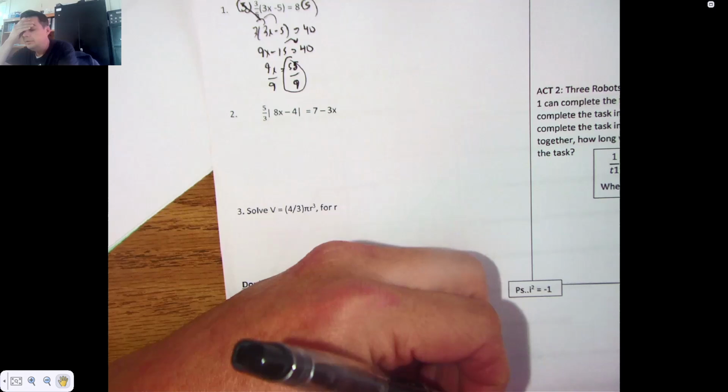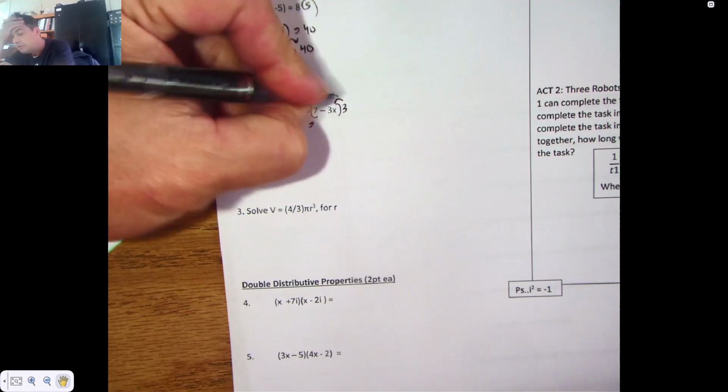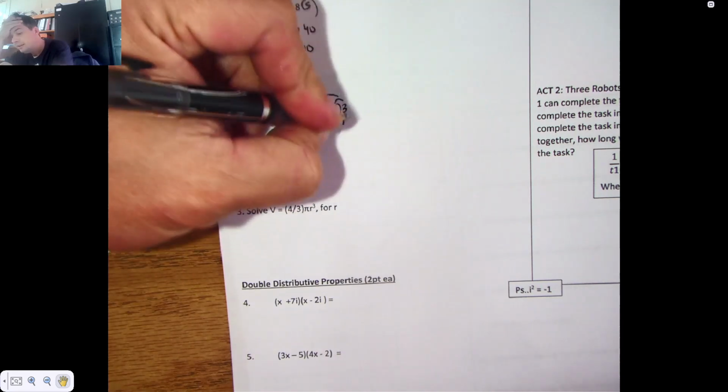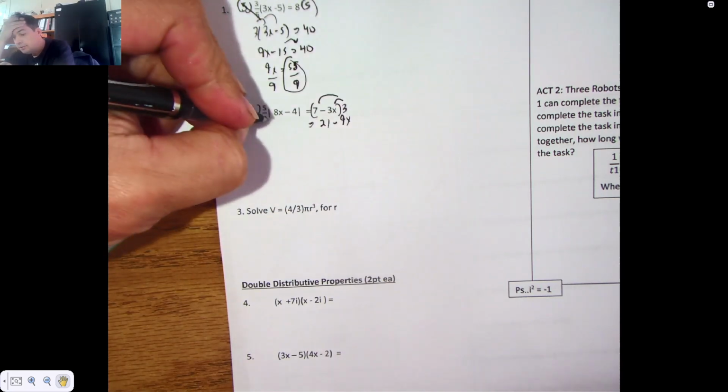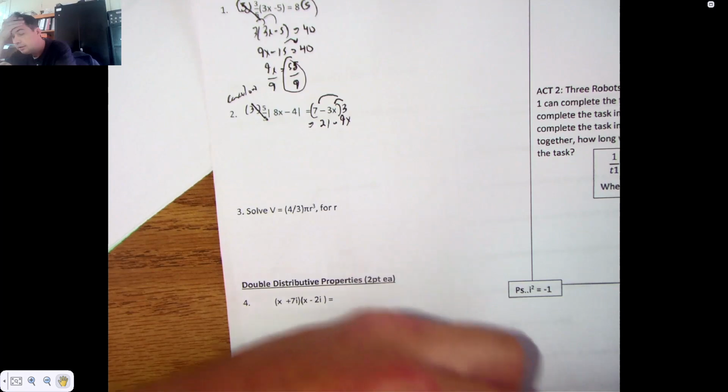Number 2, we got absolute value. I'm going to use the same technique. I don't like the fact that there's a fraction, so I'm going to divide that 3 out. I'm going to invoke the distributive property on the right-hand side. 3 times 7 is 21. 3 times 3 is 9. And with the 3's gone, they are canceled. They do cancel out. I don't know why some of y'all don't seem to get that.